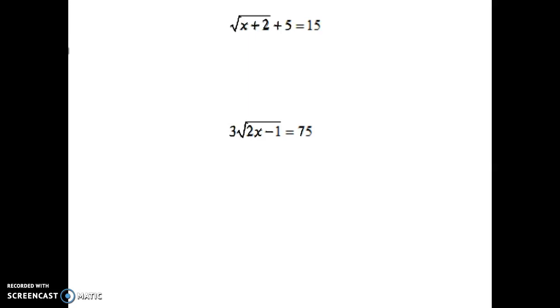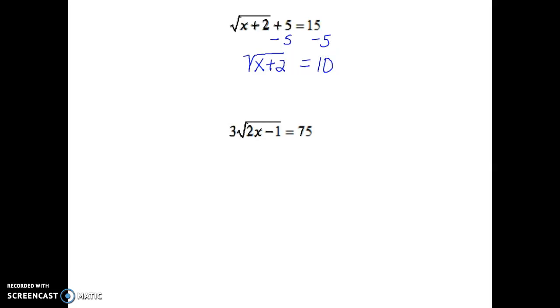Before I try to square both sides to eliminate my square root, I want to make sure that my square root is by itself to start with. As of right now on the left-hand side, I have an additional add 5 on each side. So what I'm going to do is subtract 5 from both sides. And now my square root will be isolated on the left-hand side by itself. I would have the square root of x plus 2 equals the value 10.